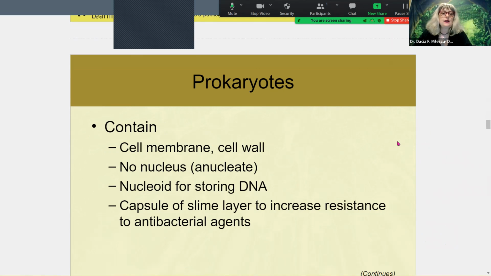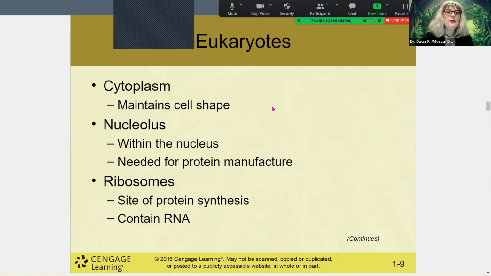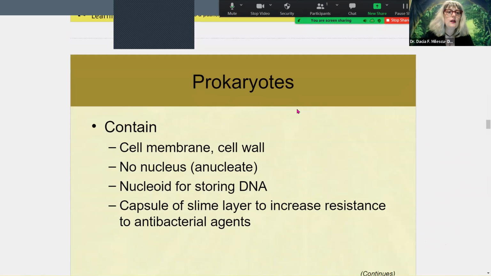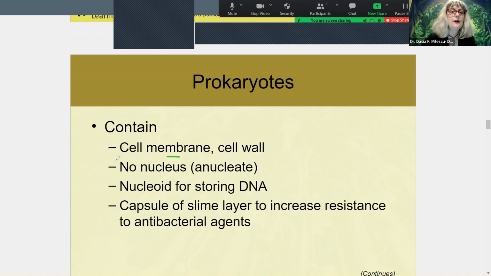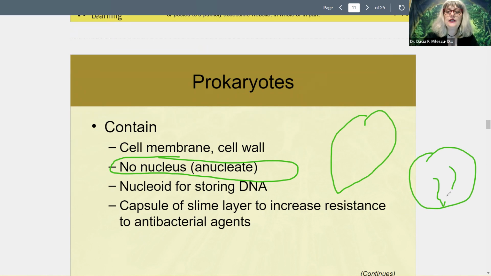So prokaryotes, just like we mentioned with eukaryotes, they do have a cytoplasm, but we call it more like a cell wall. The big difference between prokaryotes and eukaryotes, and you need to remember this right here: no nucleus. Okay, so a bacteria is a blob. It could be oval shape or round shape, and then you just got your DNA.